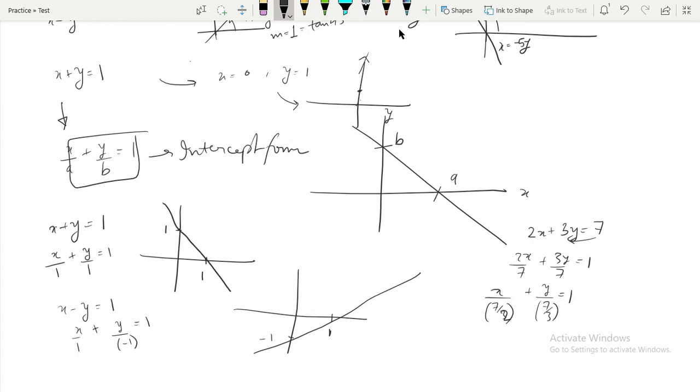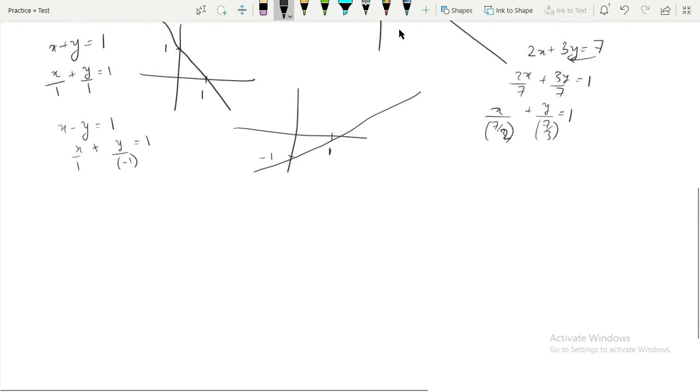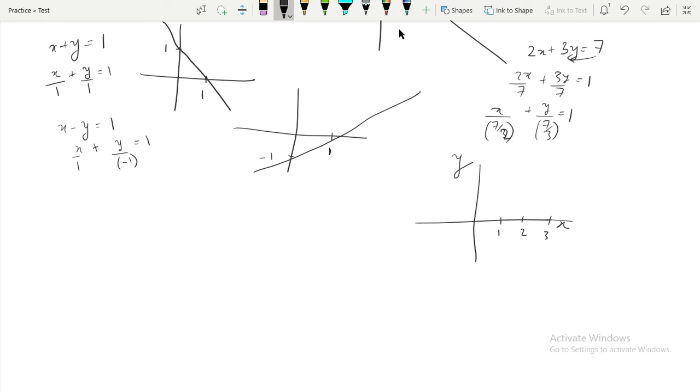So if we try to plot this, in the x-axis and in the y-axis, x is 7 by 2. If we mark 1, 2 and 3 like this, 7 by 2 means around 3.5. It would be somewhat here, like 7 by 2. Now this is 7 by 3, it is nearby 2, a little more than 2, so it would be somewhere here. So you can just plot this line like this, and this is 2x plus 3y is equal to 7.